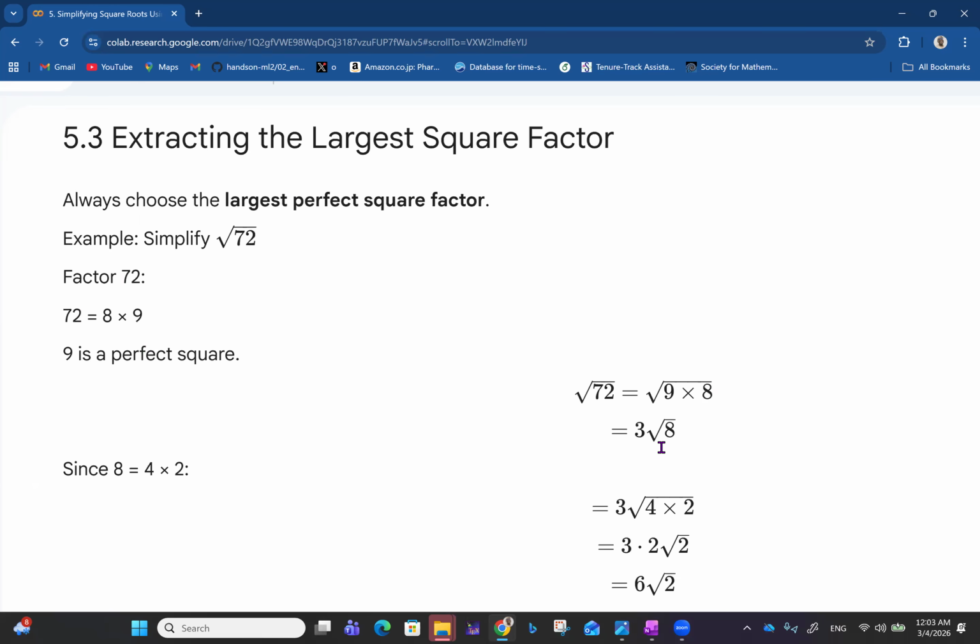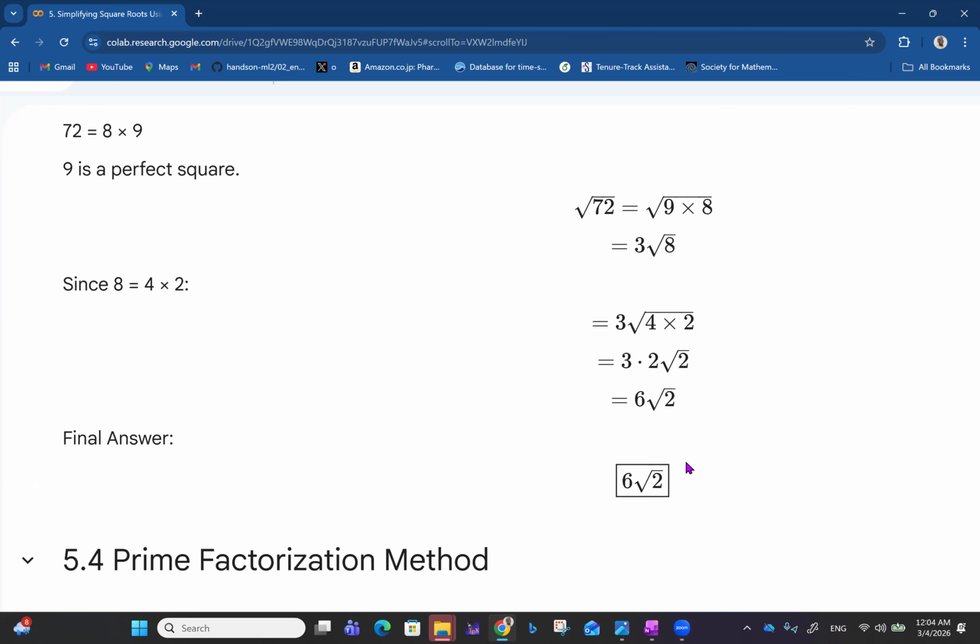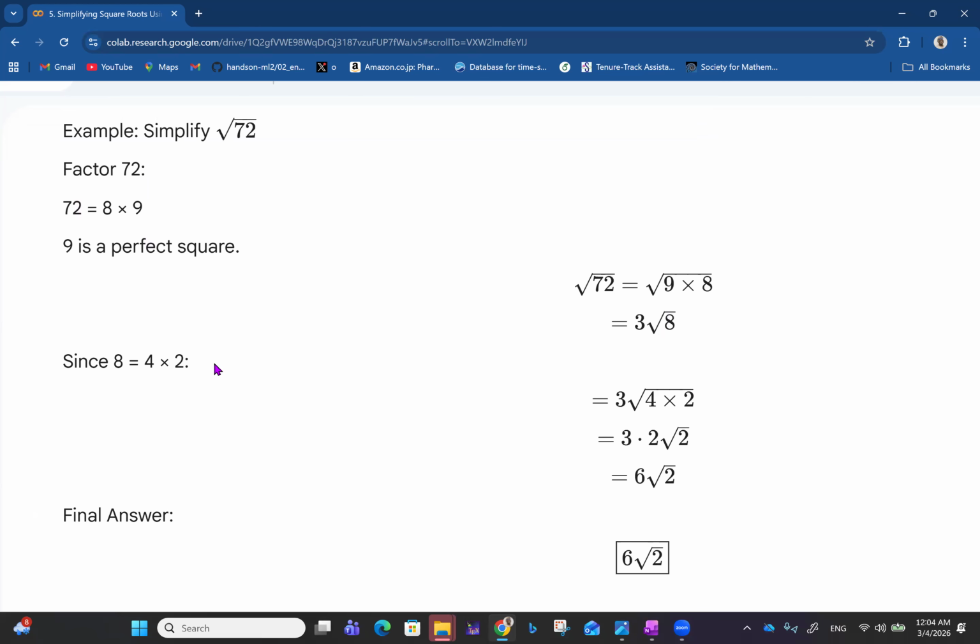But 8 is still not there yet because it's not in the simplest radical form. So you go again, you see that 8 can be written as 4 times 2. So you have 3 root 4 times 2, and that means the square root of 4 is 2. So 3 times 2, 6 root 2, and you have 6 root 2 right here.